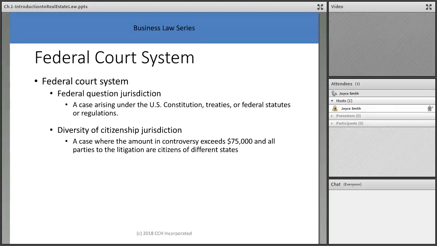The federal court system. We have federal question jurisdiction, a case arising under the U.S. Constitution, treaties, or federal statutes or regulations. Again, that's where something might appear to be a state issue because it's real estate founded, but it could become a federal court issue. And then we have diversity of citizenship jurisdiction, a case where the amount in controversy exceeds $75,000 and all parties to the litigation are citizens of different states. Then obviously it doesn't stay in the state. It's going to flow to the federal courts to be heard.